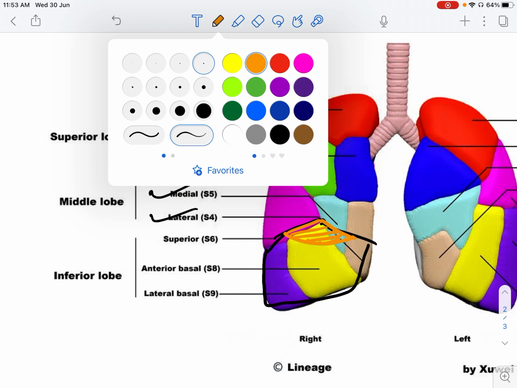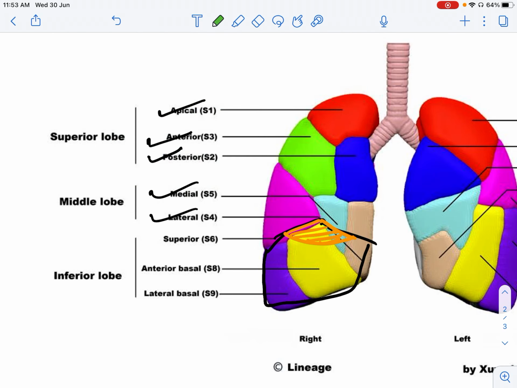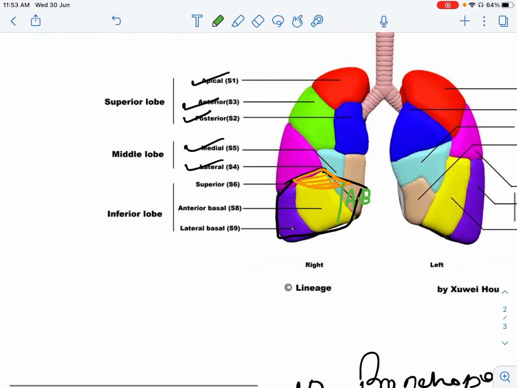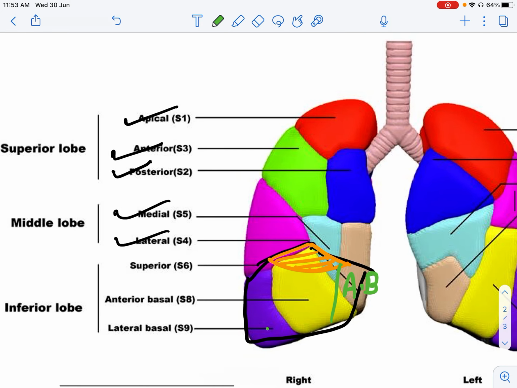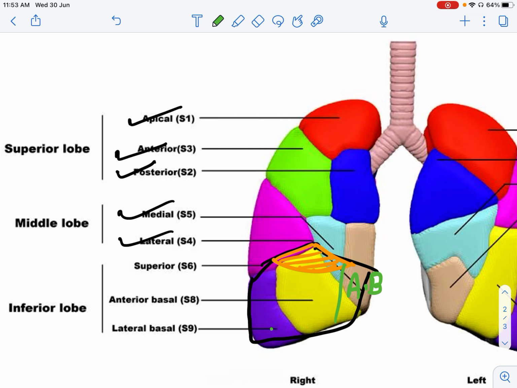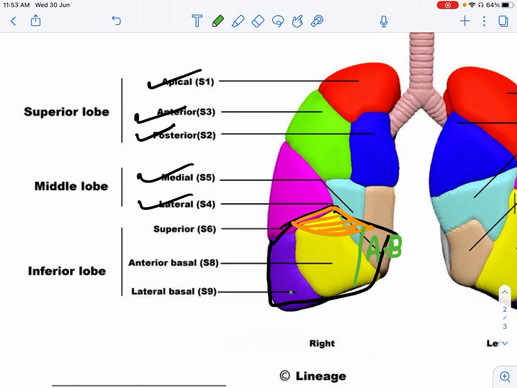Now, after knowing this, there are four other segments. First is the anterior basal. Then behind this will be obviously posterior basal. Then there is a lateral basal. Behind the lateral basal, there will be medial basal. To simplify this, I hope you're getting this. The superior lobe has apical, anterior, posterior; middle has medial, lateral; inferior has apical, anterior basal, behind this is a posterior basal, lateral basal, and behind this is a medial basal.